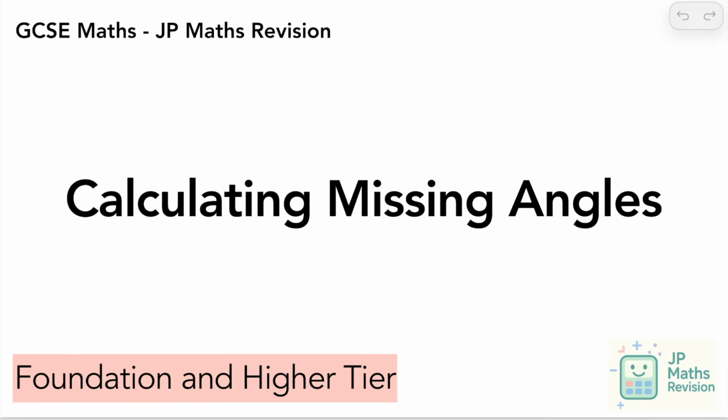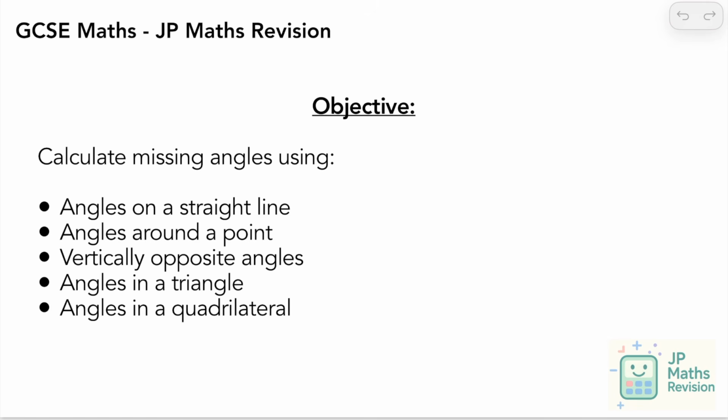Hello! In this video we're going to be calculating missing angles. So the objective here is to calculate missing angles using angles on a straight line, angles around a point, vertically opposite angles, angles in a triangle, and angles in a quadrilateral.